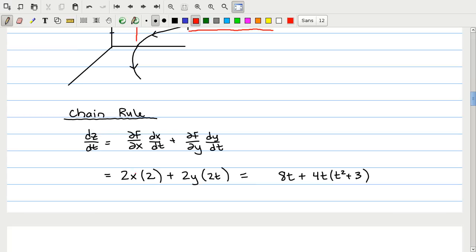We can finally go back and replace all our x's and y's with the appropriate expressions in t, 2t and t squared plus 3, and we get a final result from our chain rule that only depends on t, as expected. We have a full derivative here, and so the result of the chain rule only has one variable.